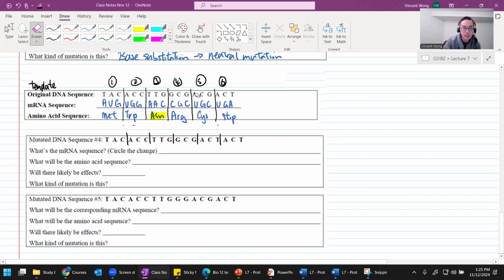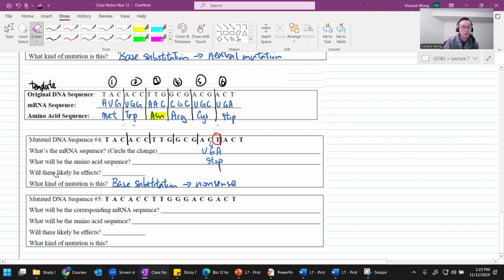So instead of ACG here, it becomes ACT. Everything else is the same. You can transcribe them later on, but the important thing is this one's going to be UGA, which means it's going to be a stop codon. Okay. So it's a base substitution, and then it's going to be nonsense.